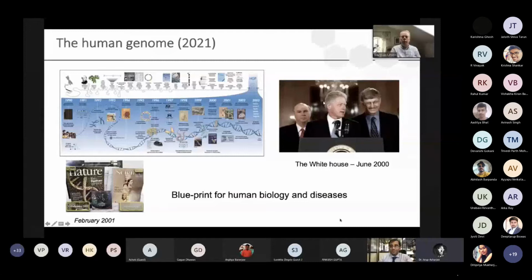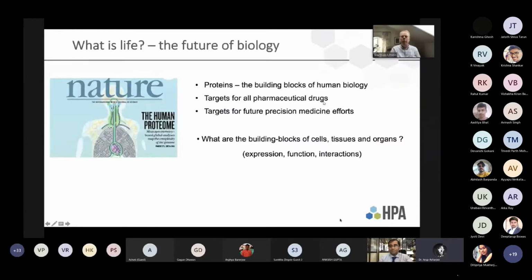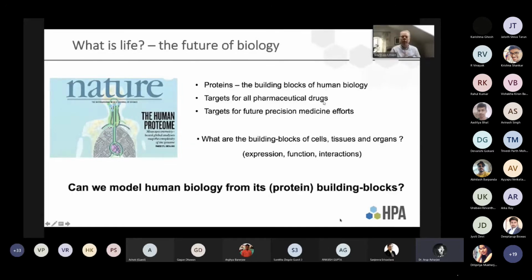So I started by just showing that 20 years ago, the announcement of the human genome gave us a blueprint for human biology and diseases. But obviously, in order to study the future of biology, we have to study the proteins. And that's why you are at this workshop. So what we asked ourselves 20 years ago: what are the building blocks of cells, tissues, and organs? And really, what we want to do in the end is, can we model human biology from its protein building blocks? And this is what we are trying to do.